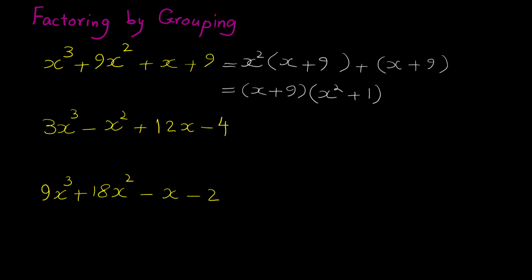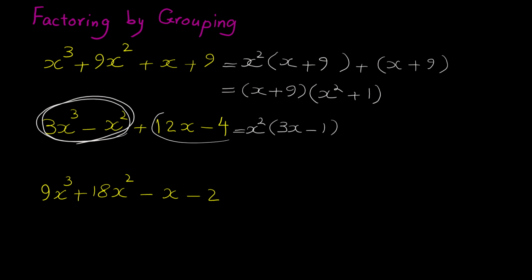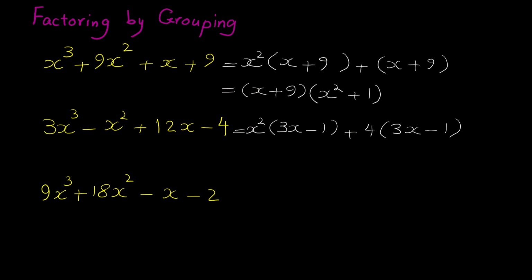Look at the next example. 3x to the 3 minus x to the 2 plus 12x minus 4. Same method as the previous example. We consider these two as a group. We can factor x to the 2. Then we have 3x minus 1. From these two we can factor 4. And then we have 3x minus 1 again. And because these two factors are the same, they are both 3x minus 1, we can factor these. From these two terms, we can factor 3x minus 1, and then we have x to the 2 plus 4.